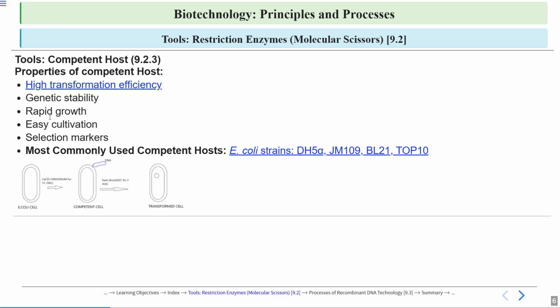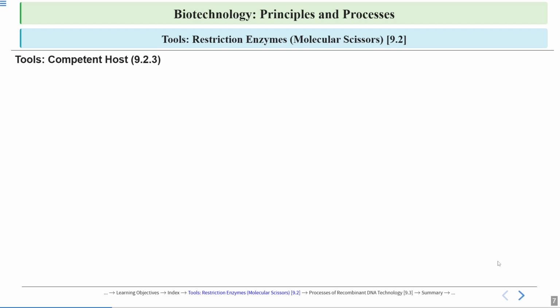Here again we have given that pictorial representation, showing how that E. coli cell, the host cell, became a competent cell and then a transformed cell. And this method we are going to talk about in later slides. So is there any confusion till now about what a competent host is, what their characteristics are, and what properties make them a suitable host? So now the question comes: how do we make a host competent to take up DNA?